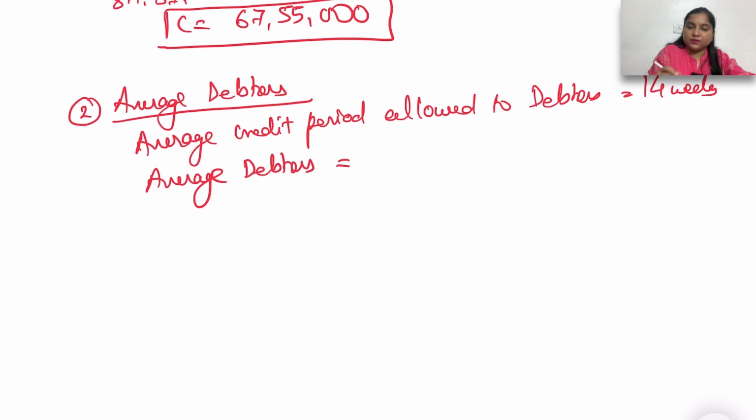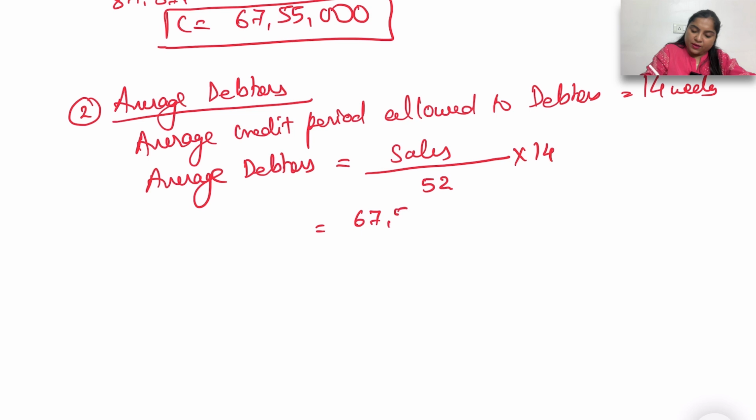Average debtors is, generally, in case of debtor, we take credit sale. But in the question we don't have credit sale itself, so we assume that cost of sales is the credit sale. So we can take sales by 52 weeks, which is given in the question, into 14. Cost of sales is 67,55,000 by 52 into 14.